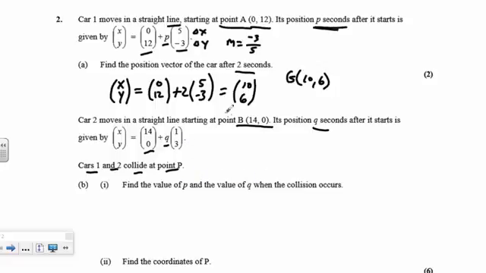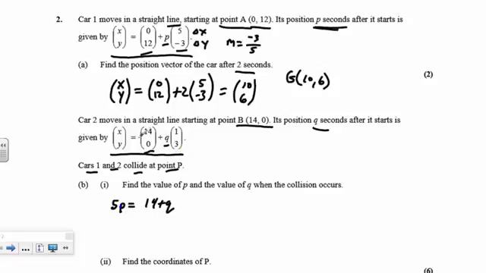Alright, this isn't that difficult. We have a position vector up here for the first car, and we have a position vector here for the second car. And what we need to do if they're going to collide with each other is set these position vectors equal to each other. So I'm going to go ahead and say that 0 plus P times 5, which is 5P, is going to equal, right here for this one, 14 plus Q times 1, which is 14 plus Q.